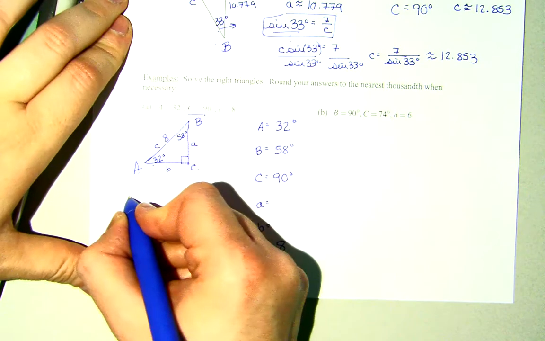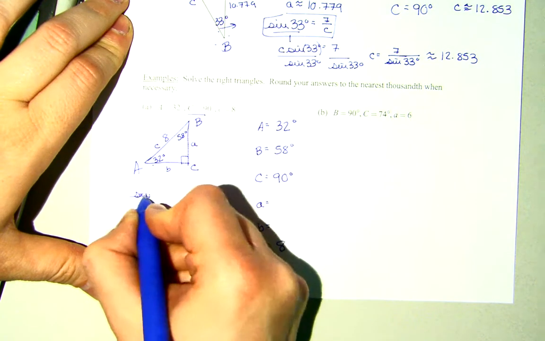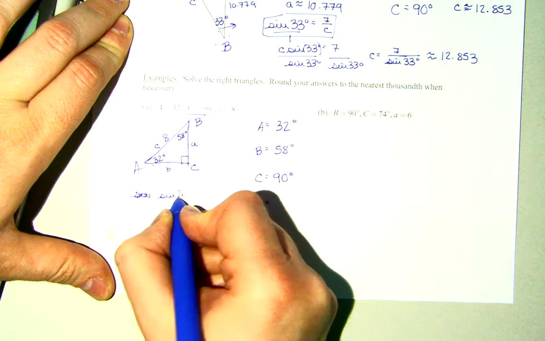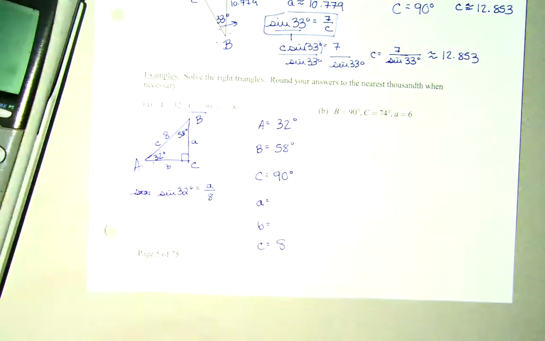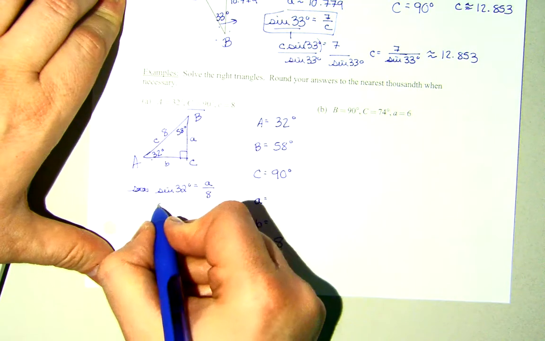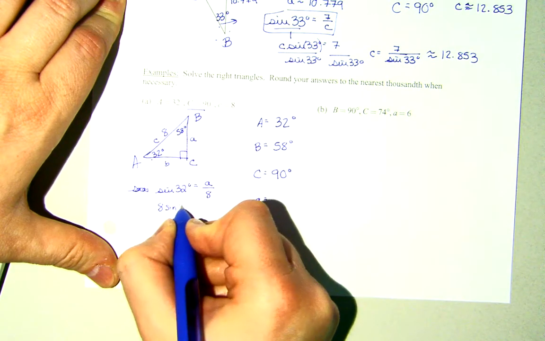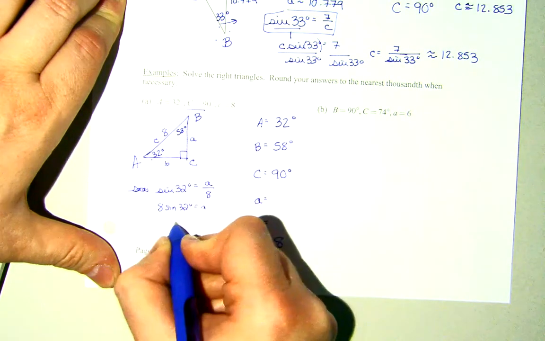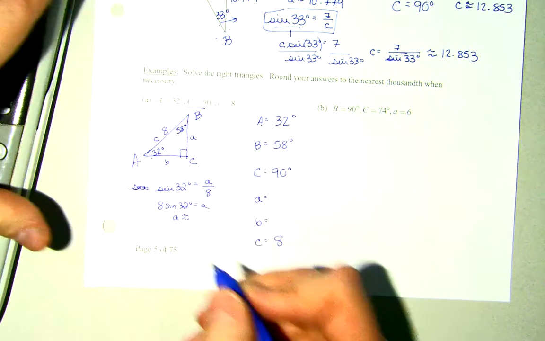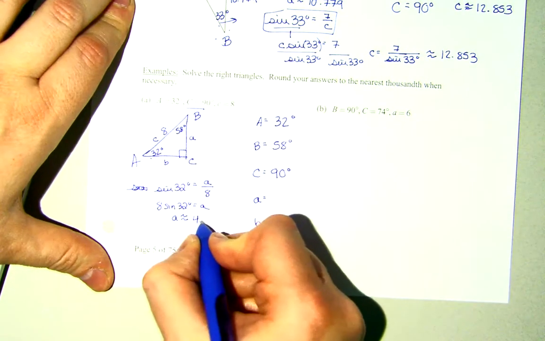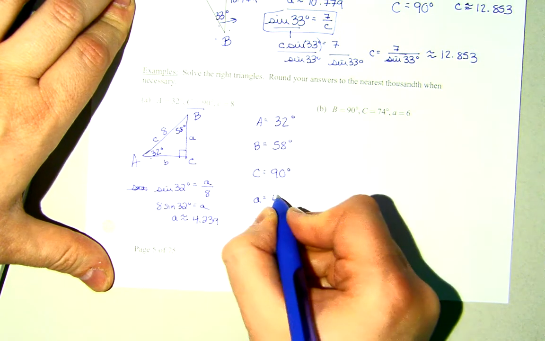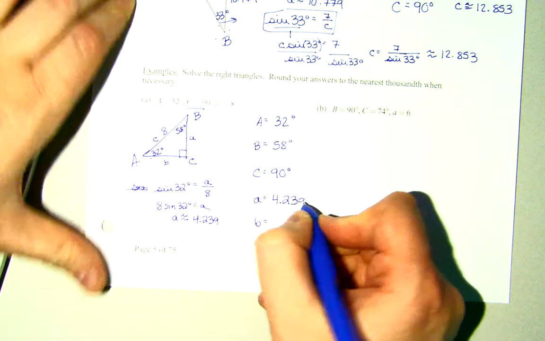Sine. We're going to set up an equation. The sine of 32 degrees equals A over 8. And then we multiply both sides by 8. We're going to say 8 sine 32 equals A. And what do we have for little a? Anyone? 4.239. Good.